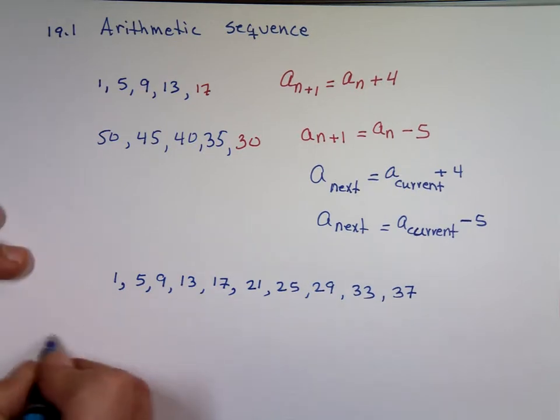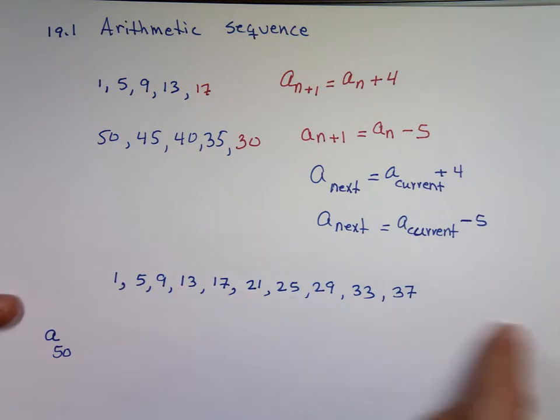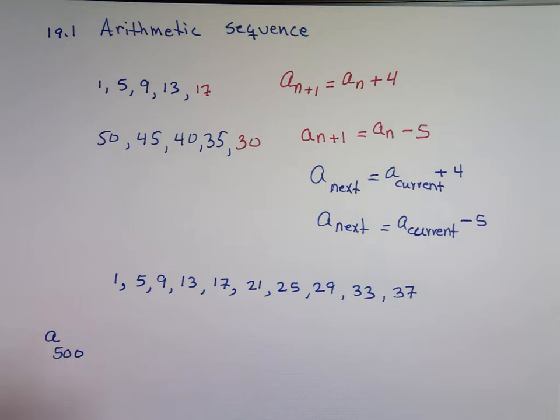If I said, can you tell me what the 50th number is? I want to know what the 50th number is. Well, you're not going to go and write this 49 times. Go, oh, wait a minute, the next one's going to be 4 more. Because if you're going to do it that way, go to 500 then. So is there a way to get us to that answer without having to write them all? And the answer is yes.